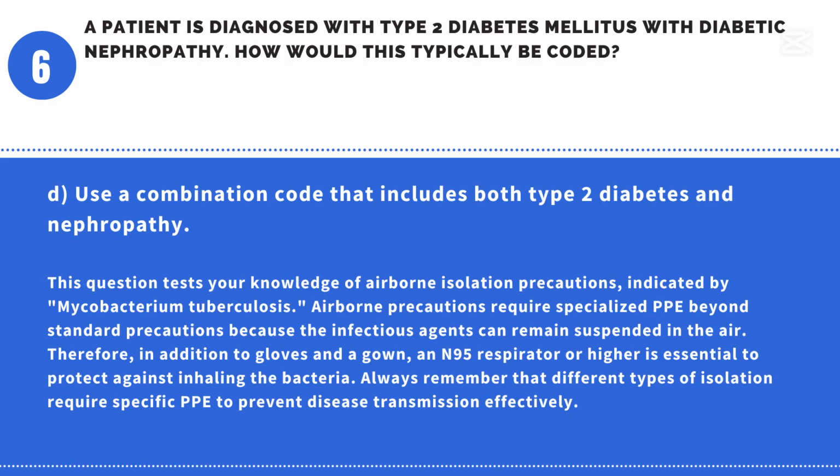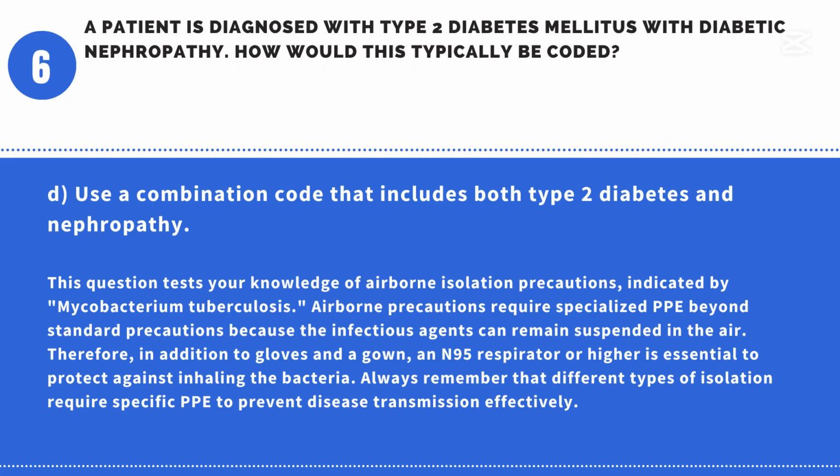Answer: D. Use a combination code that includes both type 2 diabetes and nephropathy. This question tests the use of combination codes, which are common in ICD-10-CM for conditions that frequently occur together or where one condition is a manifestation of another.